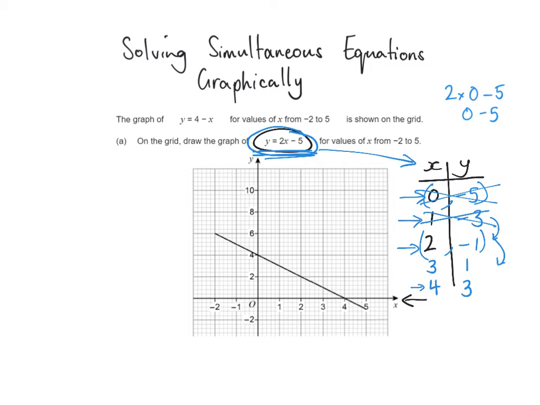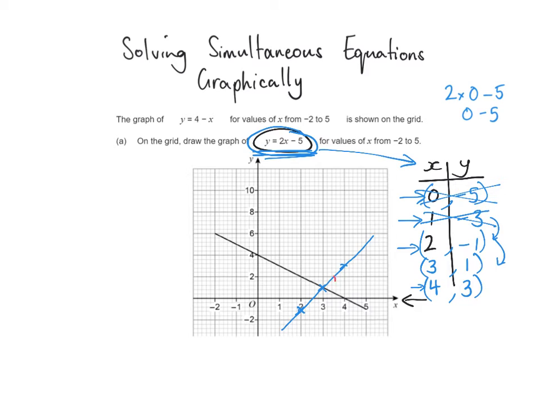I'm going to plot these points. So I've got 2, -1, that's here. I've got 3, 1, that's here. And I've got 4, 3, that's here. Now, I can't do a ruler on here, but you can. So use a ruler to join those points up really carefully and accurately. And that's the hard bit.